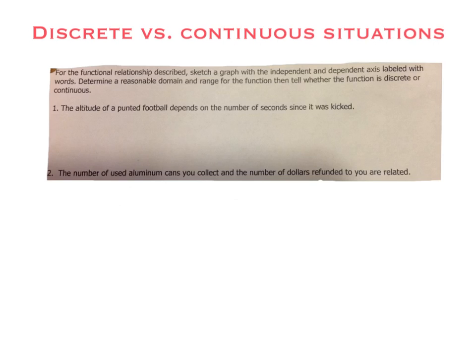For the functional relationship described, sketch a graph with the independent and dependent axis labeled with words. Determine a reasonable domain and range for the function, then tell whether the function is discrete or continuous.